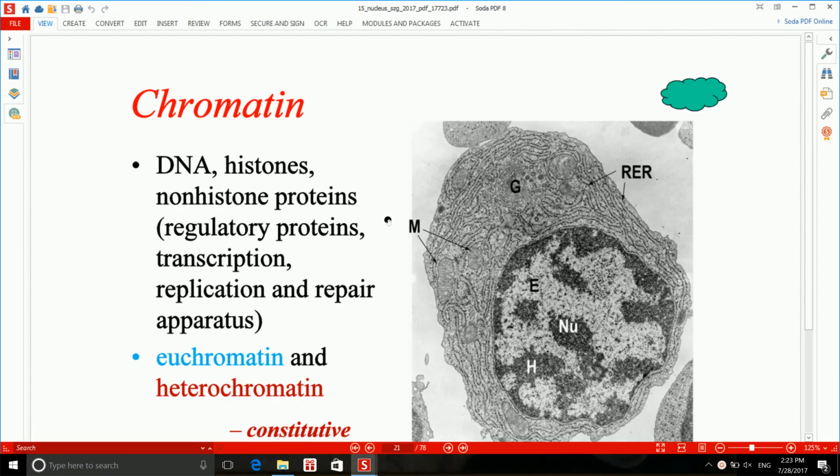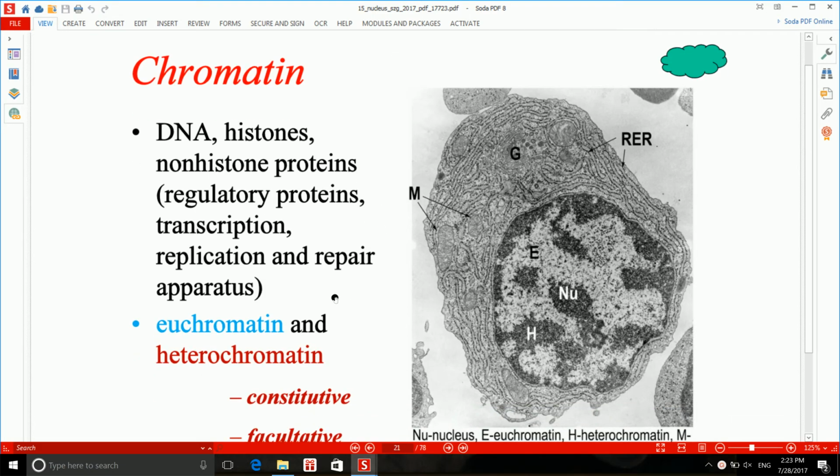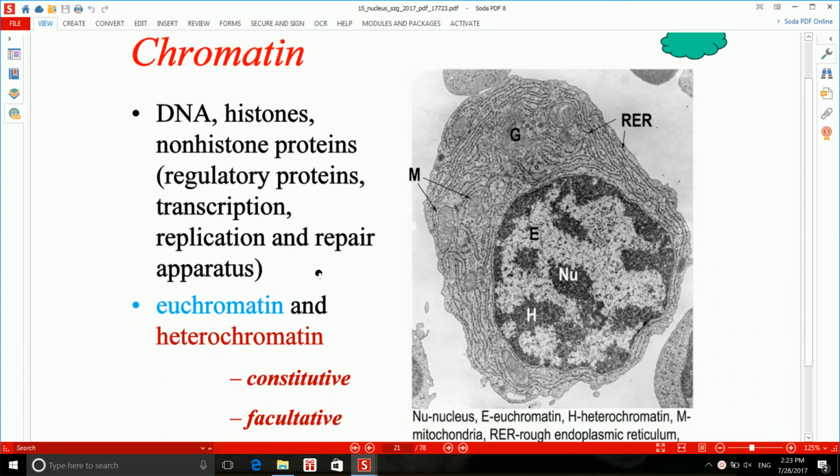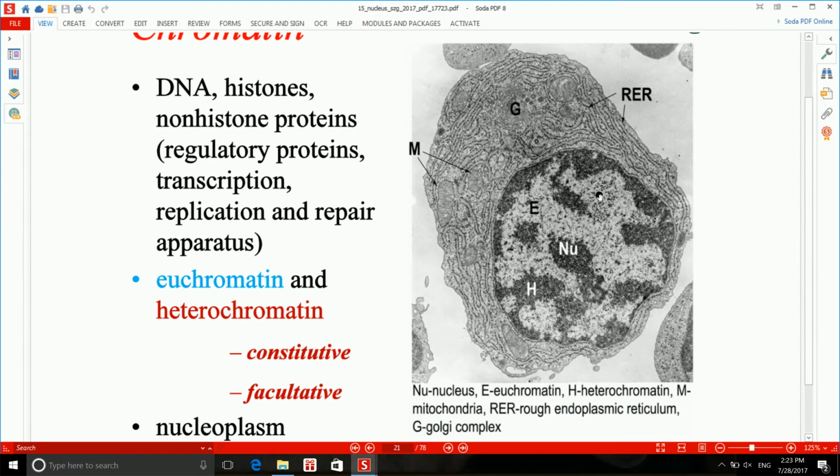So, what is chromatin? Chromatin is DNA plus histones plus non-histone proteins in the nucleus, which together are called chromatin. And chromatin, as we said, contains the hereditary information, which is DNA. We have two main types of chromatin, heterochromatin and euchromatin. And what are the differences between heterochromatin and euchromatin, which is very important?